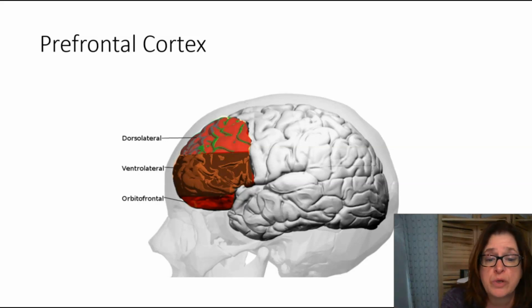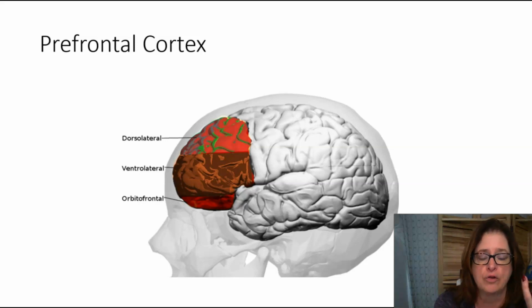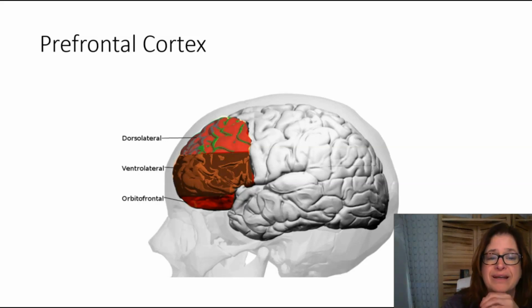There's differences between right and left hemisphere with all of these. The left dorsolateral prefrontal cortex is more likely to be associated with approach behaviors, right? So where we actually go into whatever it is that we're maybe afraid of. And the right is more likely to be avoidant behaviors, where we run from something that we don't want to have to deal with.